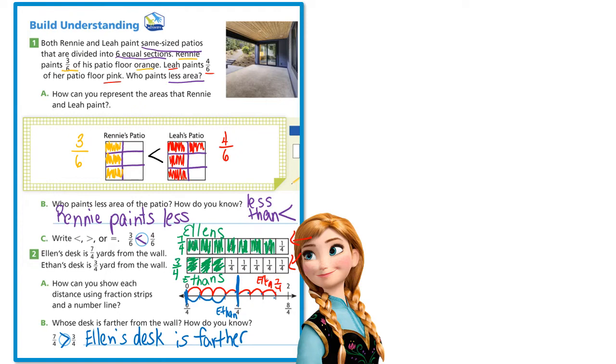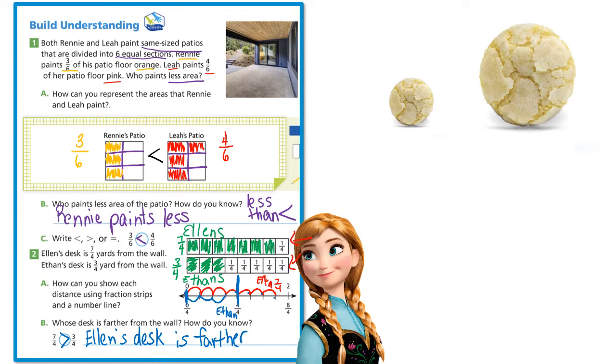Okay, good job. Now, you know how I love to bake, right? Yep. So let's take a look at my baking. I went ahead and baked 2 cookies, and I'm going to break that into fourths. I'm going to break each one of them into 4 equal parts. So I'm going to take my first cookie and cut it like this, and now I'm going to take my second cookie and cut it like this.